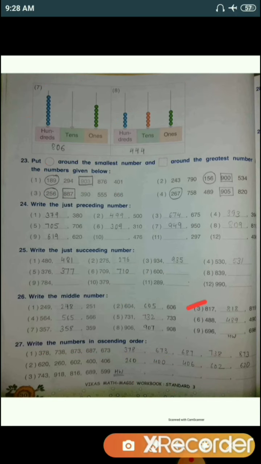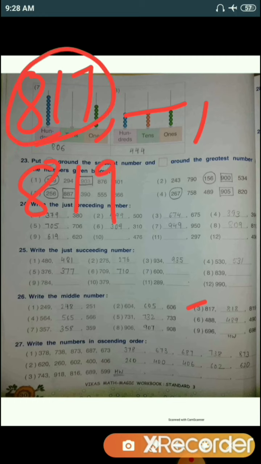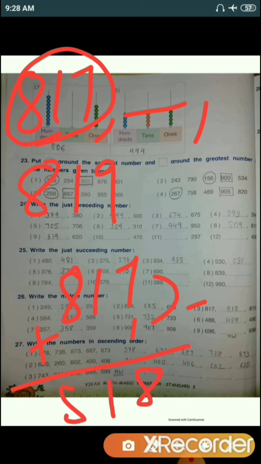Question number 3. 817, dash, 819. Again we are going to add 1 to 817. 817 plus 1: 7 plus 1 is 8, here 1 and 8. So 818 is your middle number.